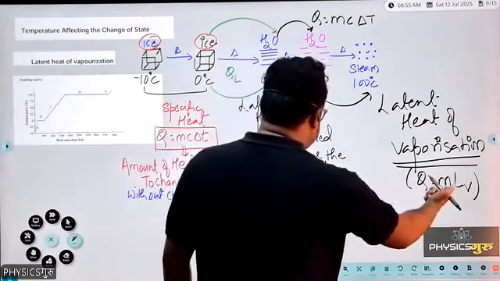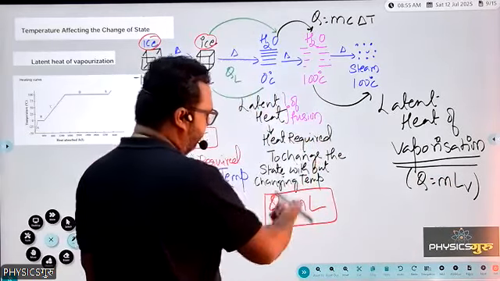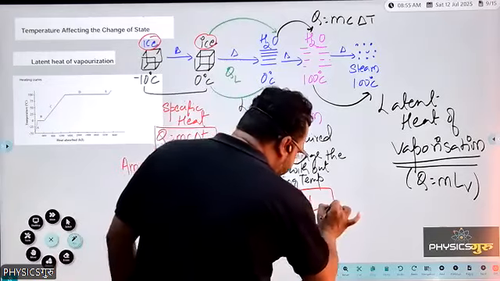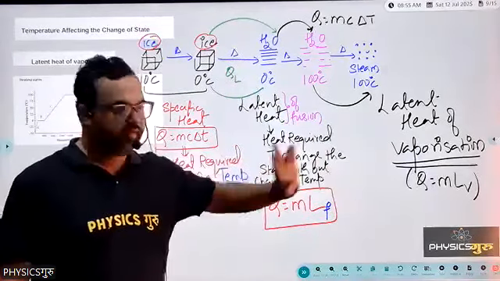So this is nothing but latent heat of fusion, Q is equal to mL. I'm just using the term F. LF means latent heat of fusion, and latent heat of vaporization.